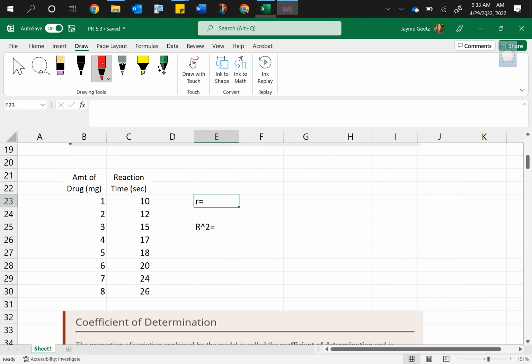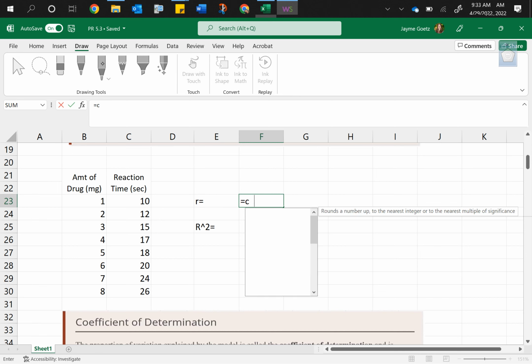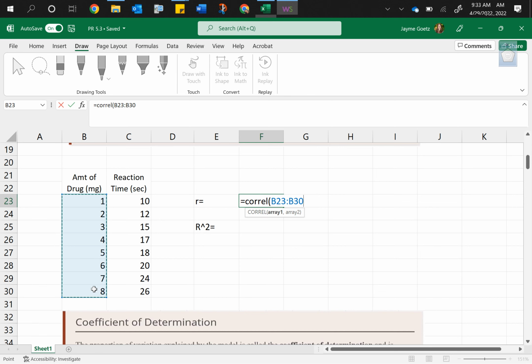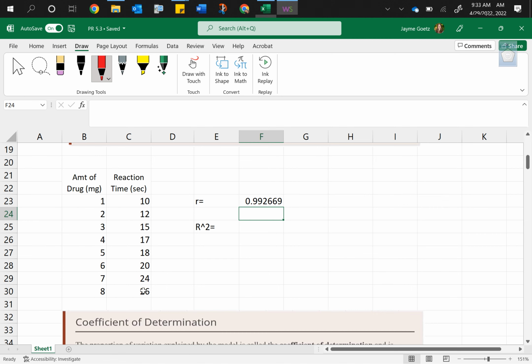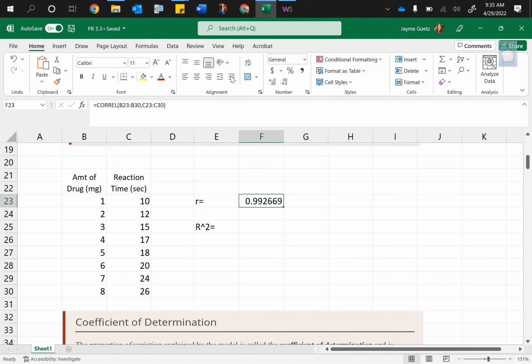And if you will remember, that was literally just equals CORREL, correlation. And with the correlation, it does not matter which one is first and which one is second. So you can highlight array 1, comma, array 2, or if you want to switch them and do the other way, again, it doesn't matter with correlation. Okay? So our correlation coefficient is approximately 0.9927.